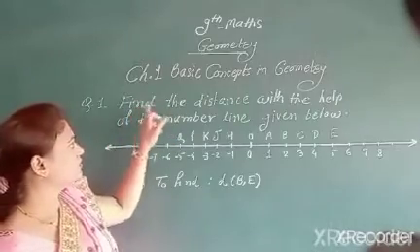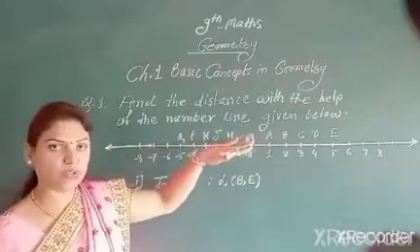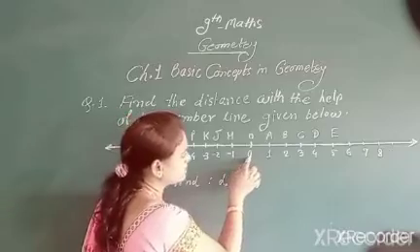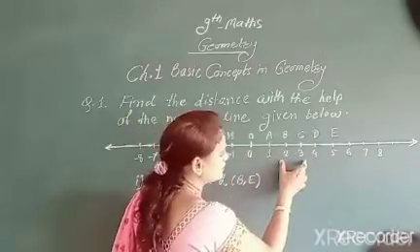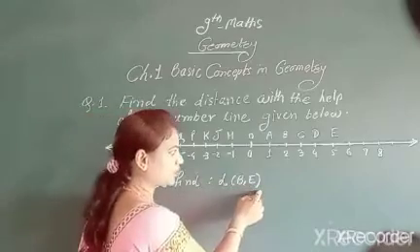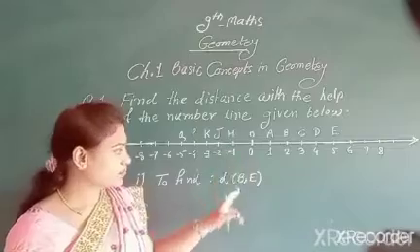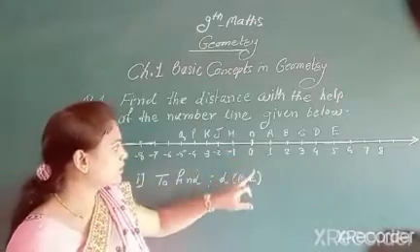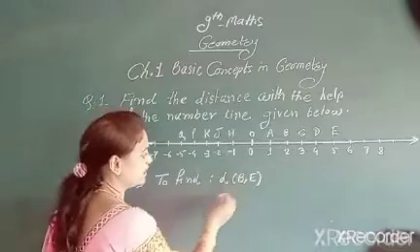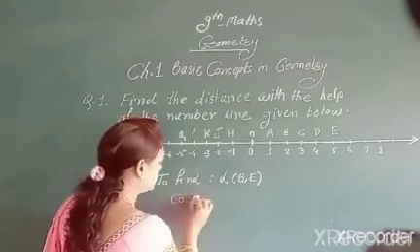Find, question 1. Find the distance with the help of the number line given below. You have been given the number line. This is the number line. There, this is 0, the coordinate of this number. Then, to find the distance BE: the distance between 2 points is obtained by subtracting the smaller coordinate from the larger coordinate. Here, distance BE. First, write the coordinates of points B and E.